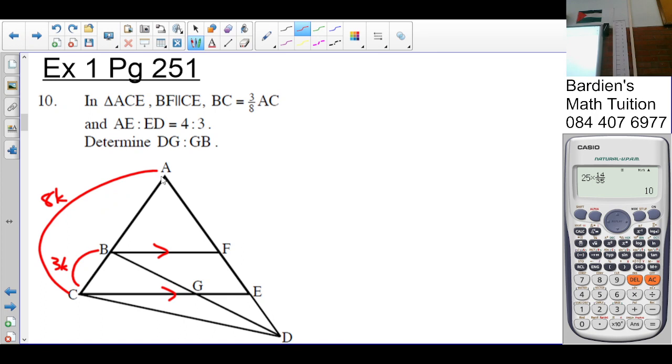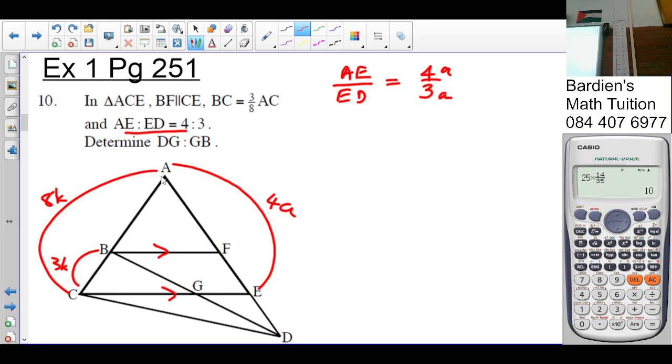So this part we're at now: AE over ED is equal to 4 over 3. So, is it on the same side of the line here? No. It's on the other side. So we're going to use a different variable. Okay? So, let's put an A here. So it's going to be 4A over 3A. So AE is 4A and ED is 3A.